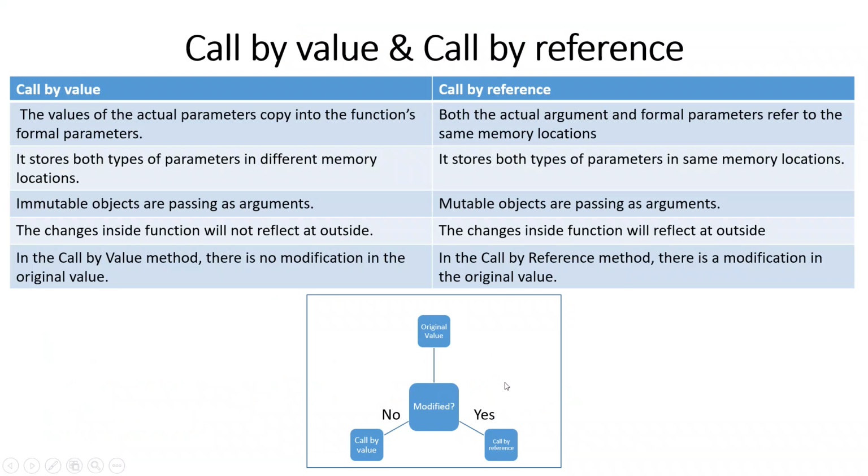And if you observe this diagram, if the original value is modified, then it will go to callback reference. If not modified, then it will go to callback value. This is all about callback reference and callback value.